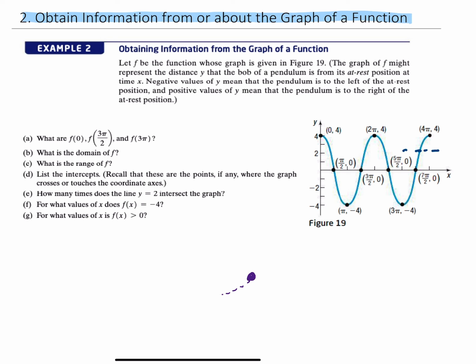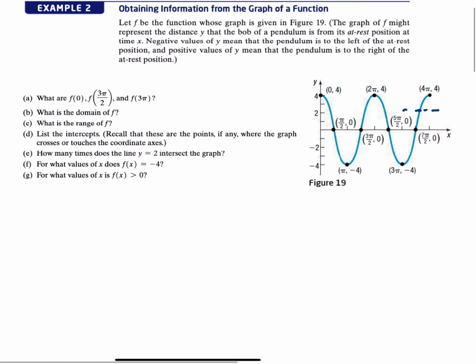All right, so just got some context here. If we have the graph, we can try to extract some properties of this particular graph and of this particular system. So let's see what it's asking of us. The first question, part A, asks: what are f of 0, f of 3 pi over 2, and f of 3 pi?